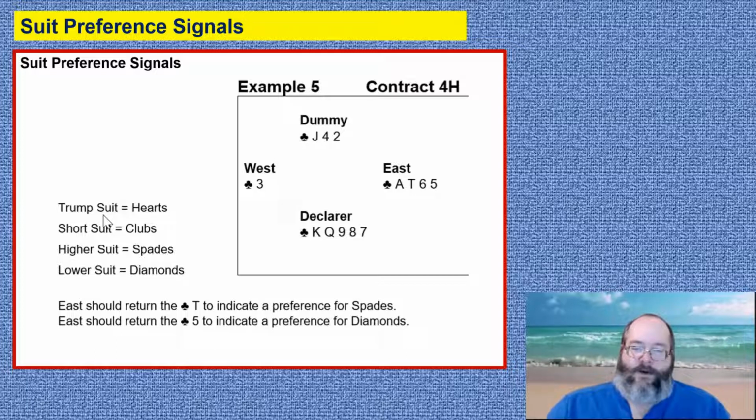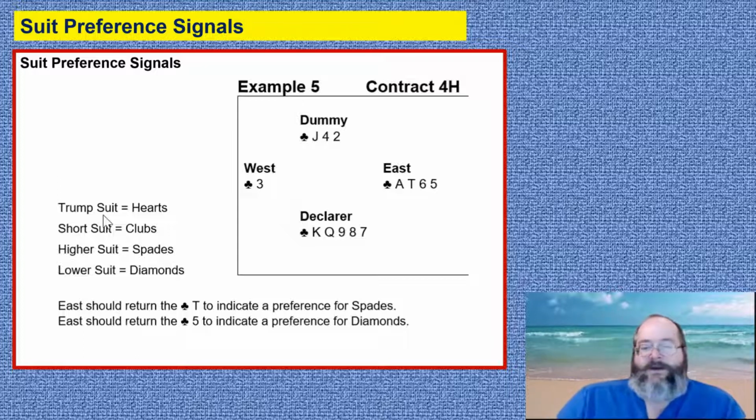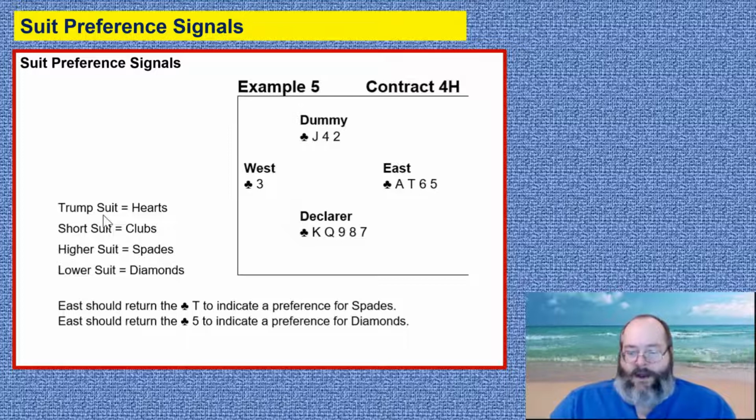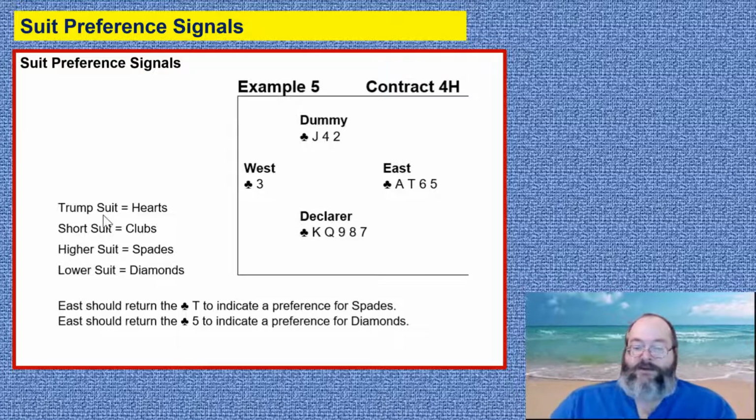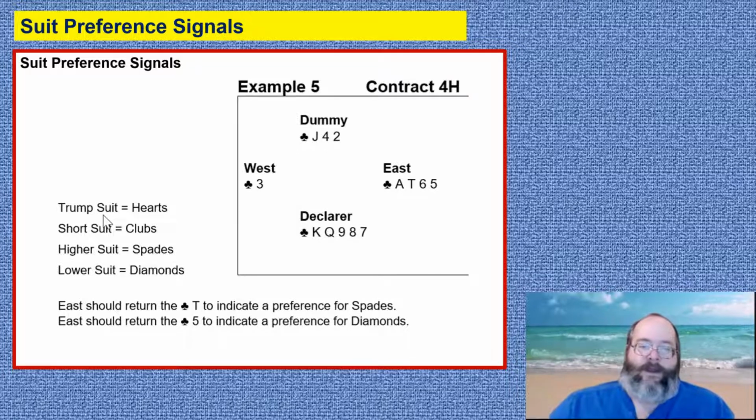Okay, so that 10 is unlikely to be of any use if partner has a singleton, right? So I'm not worried about keeping the 10. It's not going to be any good. So I want to make the clearest signal possible. So 10 of clubs says spades, 5 of clubs says diamonds. Okay. All right.